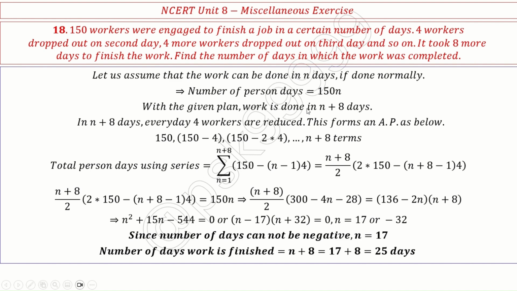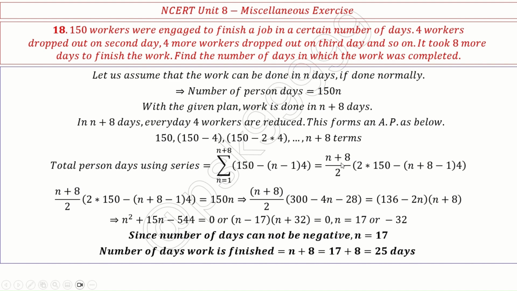Now, with this given plan, work is done in n plus 8 days. In n plus 8 days, every day 4 workers are reduced. So first start with 150, then 150 minus 4, 150 minus 2 into 4, and so on. That is n plus 8 terms. If I apply the arithmetic progression sum, this is nothing but sigma of n equal to 1 to n plus 8, 150 minus n minus 1 into 4, which is nothing but n by 2.